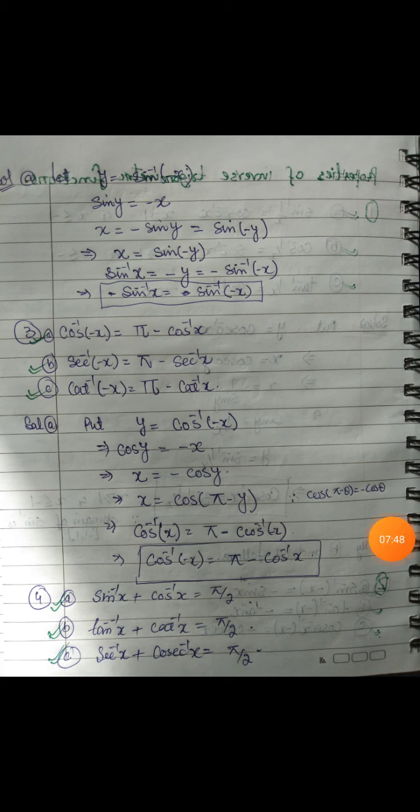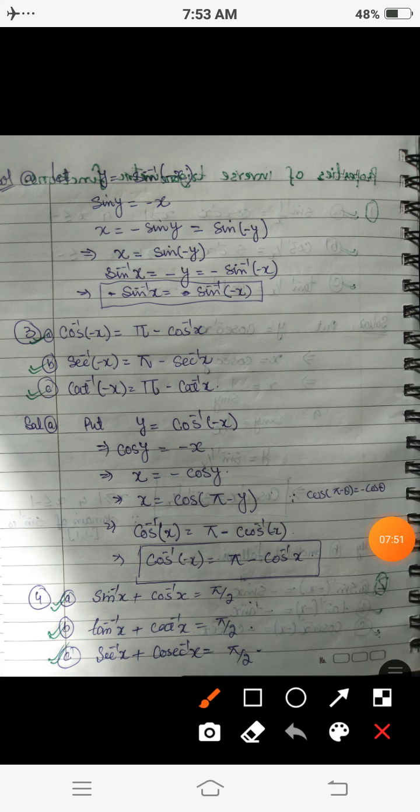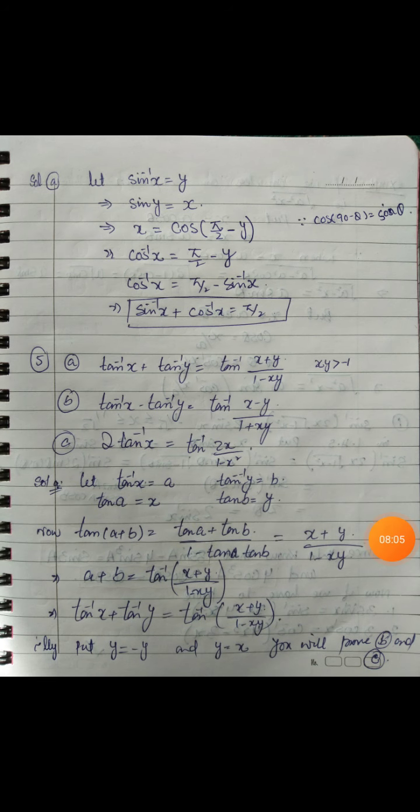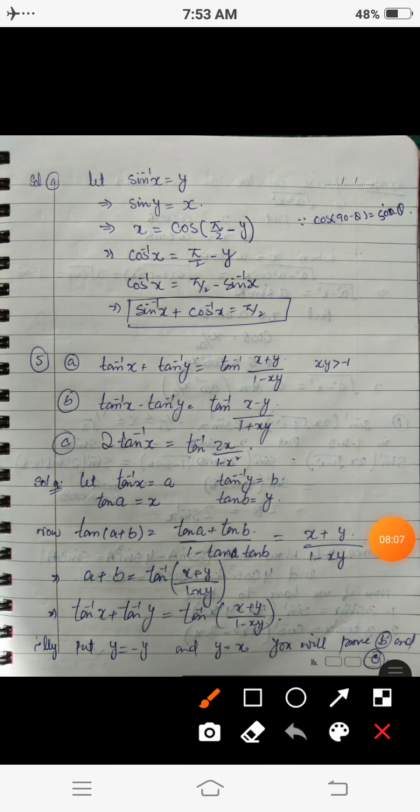Now the fourth property is: sine inverse of x plus cos inverse x is pi upon 2, tan inverse plus cot inverse is pi upon 2, and sec inverse plus cosec inverse is pi upon 2. We have to prove these. Now we will prove the first part. Let y equal sine inverse x. We have to prove that sine inverse x plus cos inverse x is pi upon 2, which implies that sin y is x.